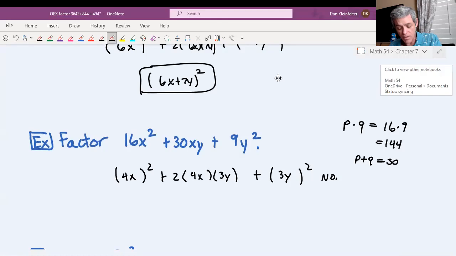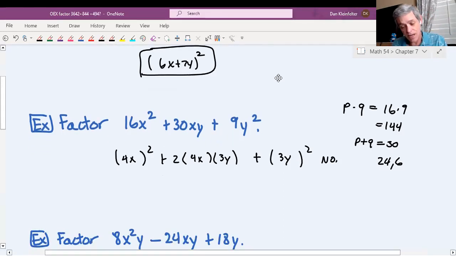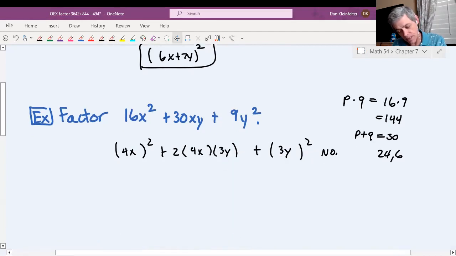Numbers that add up to 30 and multiply to 144. So let's try 24 and 6. Let's see if that works. Now that's 144. Yeah, that's too big. Oh, that's right, 24 times 6 works. All right, so this one didn't work out to be a perfect square trinomial, but we are able to factor it by grouping. So let's do that.